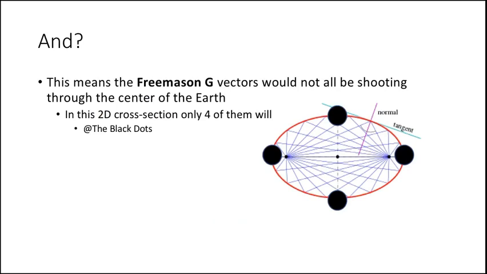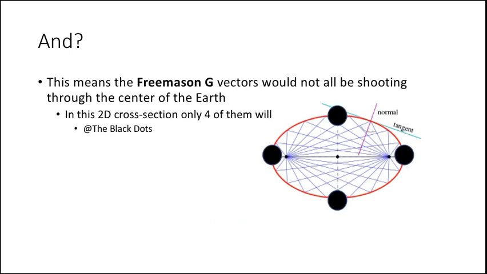And so we can see that only 4 of them will shoot through the center, and I exaggerated it, but I put those black dots there. That's the only situation where the normal will bisect the 2 lines between that point and the 2 foci, and then shoot through the absolute center point of this ellipse.